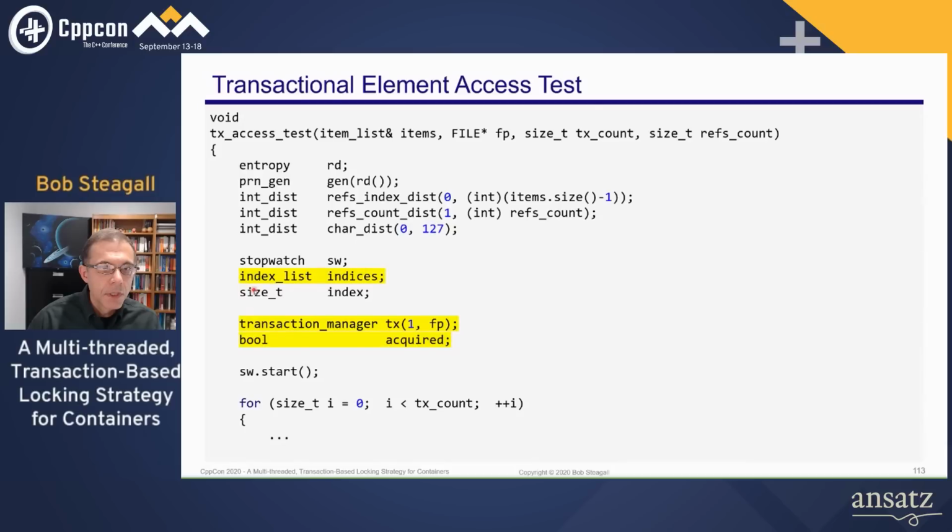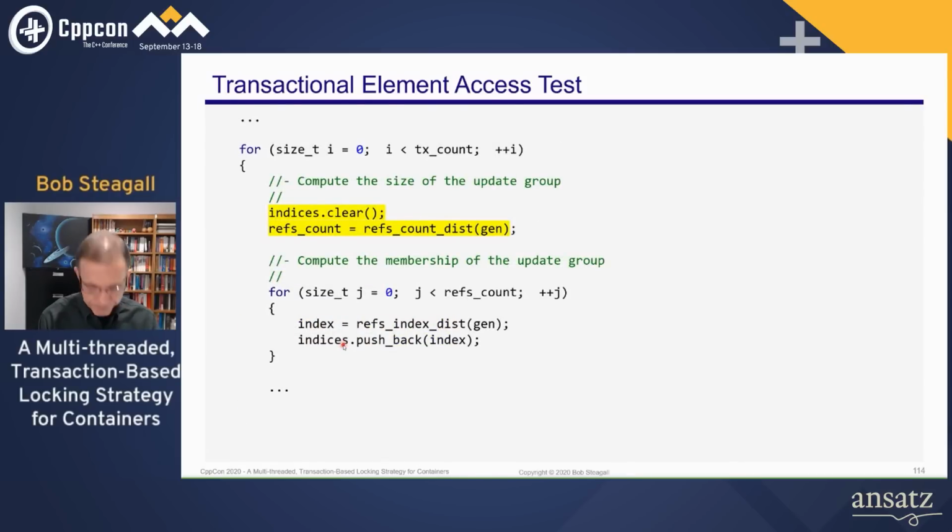Importantly, this index list is how I will form my update group. And here I'm creating a transaction manager. I've forgotten what the one refers to. Anyway, I'm creating the transaction manager. Oh, I'm sorry, the one is the logging level. I'm also keeping a Boolean value to keep track of whether or not I've acquired all the elements in the update group.